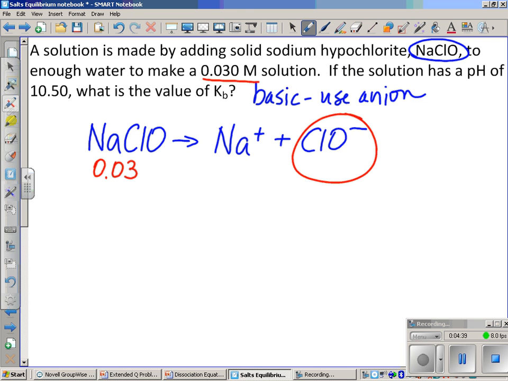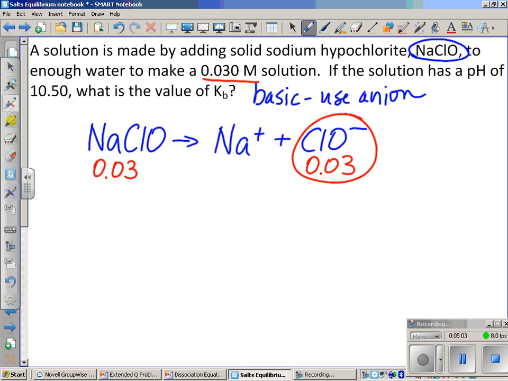Okay, we learned how to do this back in September or so. We've been dissociating and figuring out concentrations. The ratio here is 1:1. So if this concentration is 0.030, then this one is as well. You have to show that step on your paper. Okay, you have to. If you just use the 0.03, have the thought in your head, and then just use the 0.03, I have to mark you off.